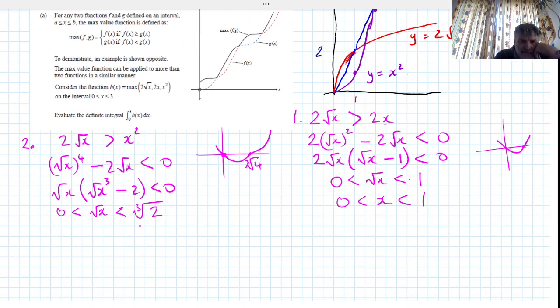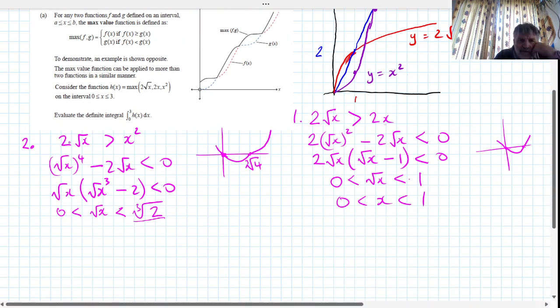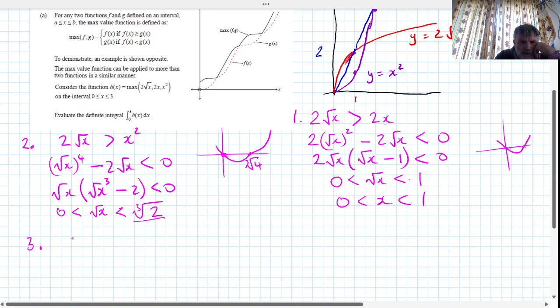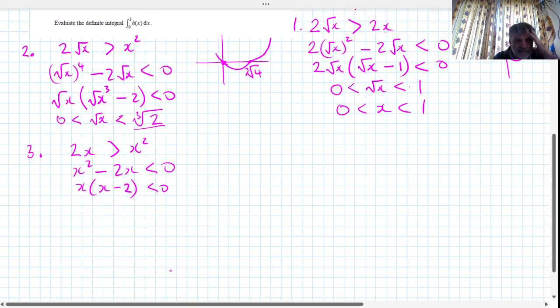This is bigger than 1, so we've established that 2 root x is bigger between 0 and 1. And then the third inequality we want to look at is when is 2x bigger than x squared. Again, that's a quadratic, a more normal one, less than 0, x minus 2. So that's solved for x between 0 and 2.